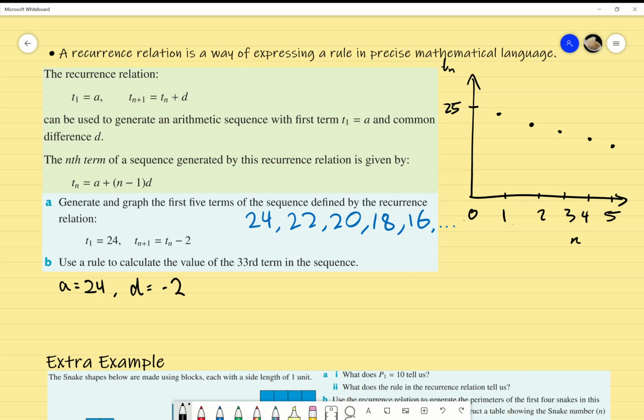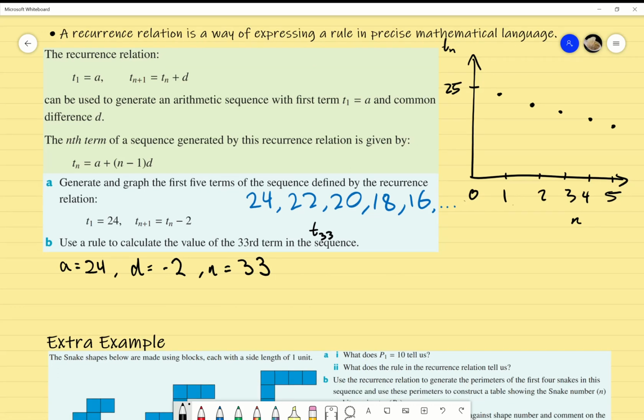Good. Why is it negative 2? Going down. Good. And what is the value of n? 33. Why is it 33? Because we're looking for the 33rd term. In other words, we're looking for T33. There's a lot of noise outside, isn't there? From there, we use the rule. So I'm going to write T33 equals A, which is 24, plus, good, bracket n, which is 33, minus 1, times negative 2.